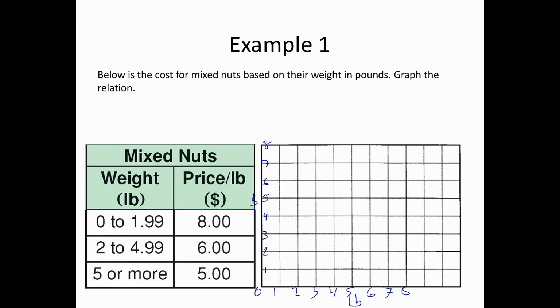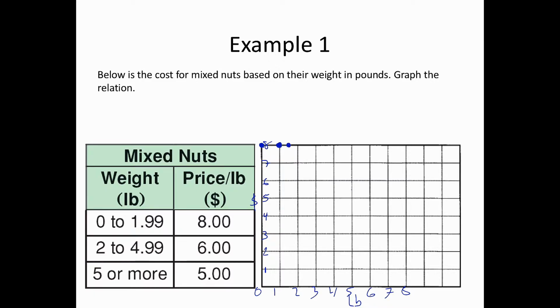Now, for 0 pounds to 1.99 pounds, essentially that means everything less than 2 pounds. So at 0 pounds, you pay $8 per pound. Well, that's silly, but I could go to a store and say, can I have 0 pounds of this? And they're like, yes. Okay, now leave. Now, if I buy 1 pound, it'll cost me $8 per pound. At 1.5, it's also still $8 per pound.